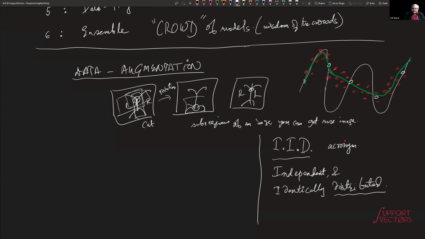So that is the identically distributed part, right? The word distributed comes from the distribution, like how the data is distributed. And there's a bit more probability, etc. We won't get into it, but later.